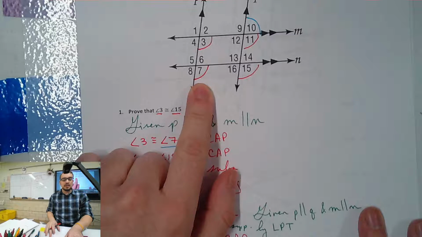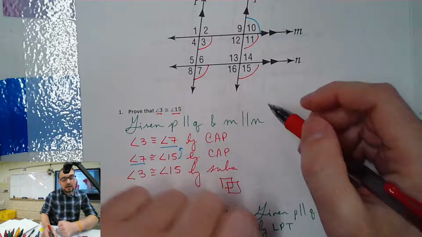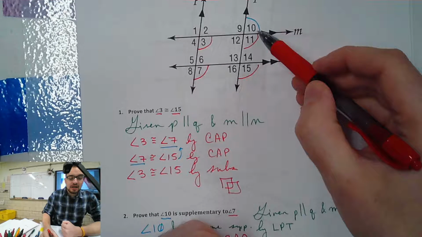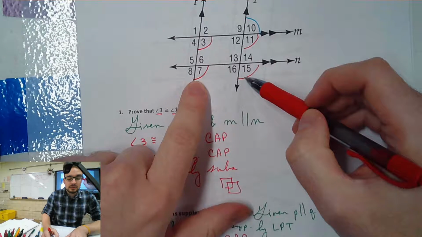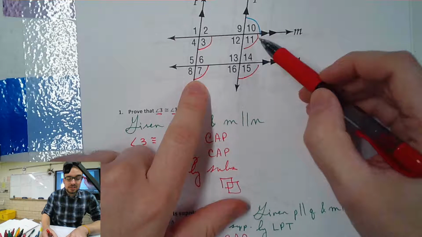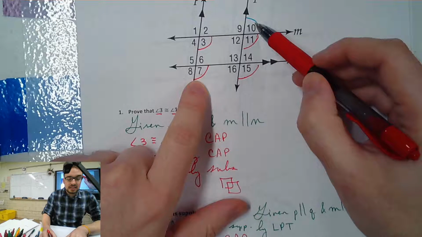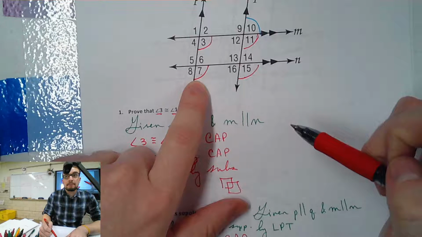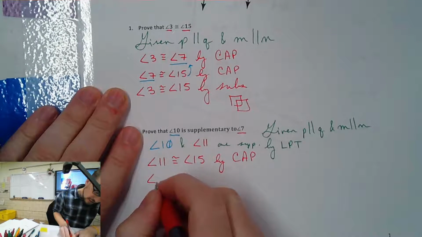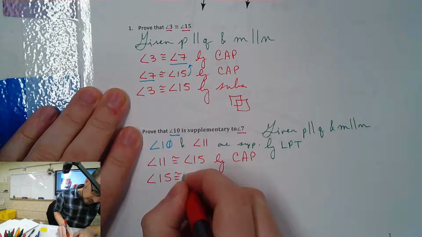So again, here is the logic before I write it down. 10 and 11 are supplementary. 11 is 15. 15 is 7. Which means 7 and 10 are supplementary, which is what we want, right? So, again, we just showed that 15 is congruent to angle 7 by corresponding angles postulate.